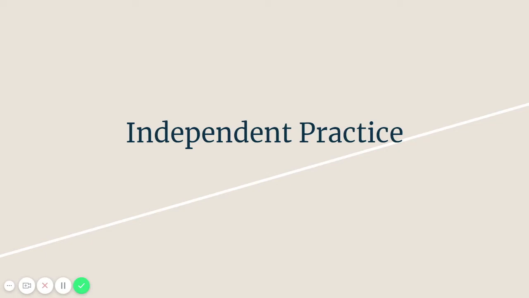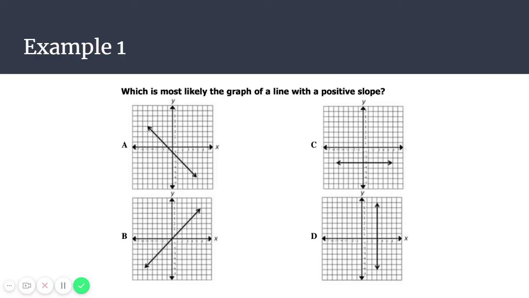Welcome back. Hopefully you have had a chance to watch the videos thoroughly and to take notes as needed. We're ready for your independent practice. Let's start with example number 1. Which is most likely the graph of a line with a positive slope? Please make your choice and then click on to the next slide to go over the answers with Ms. Siebers.